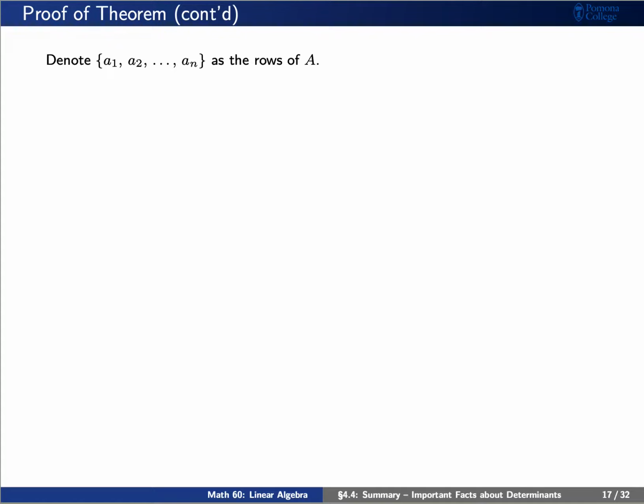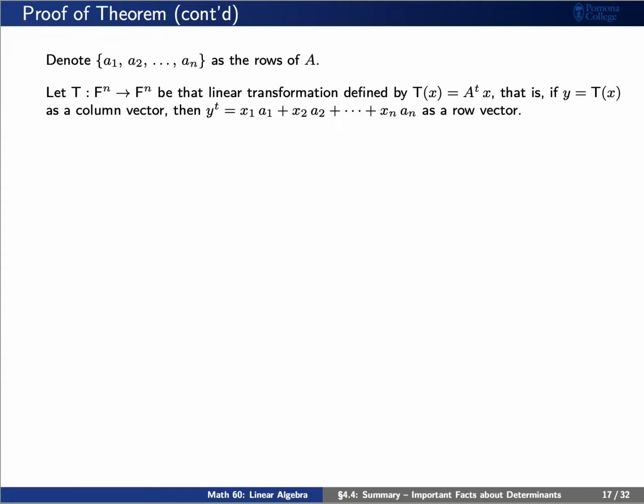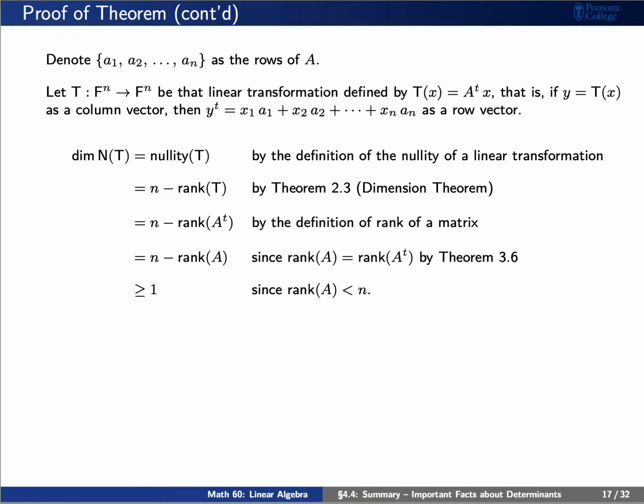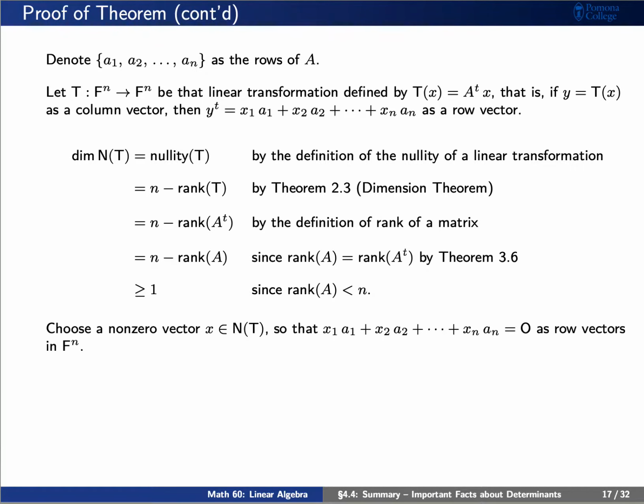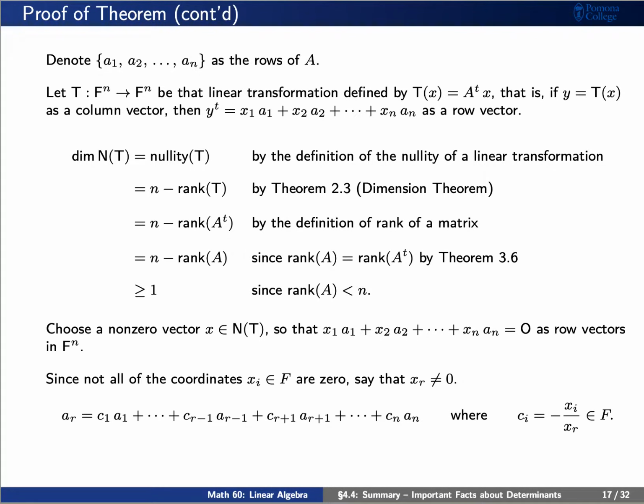To this end, let's denote lowercase a1, a2 through a sub n as the rows of A. We want to consider the linear transformation that's defined by multiplying by the transpose of A, not by A, but by its transpose. We see that because the rank of A is less than n, the nullity of this transformation is greater than or equal to 1. This means that we can use this to find a non-zero vector in the null space, and hence express one of the rows as a linear combination of the other rows of A.